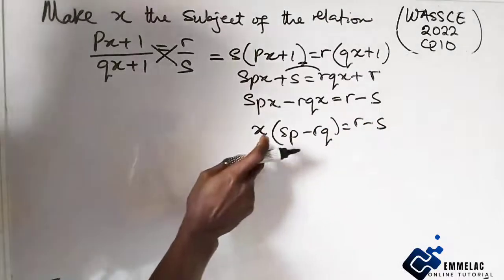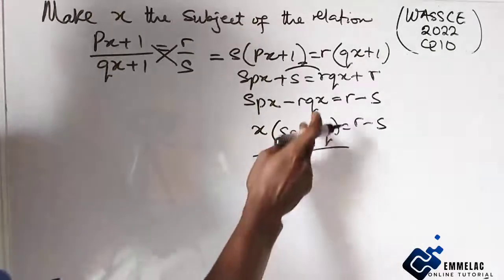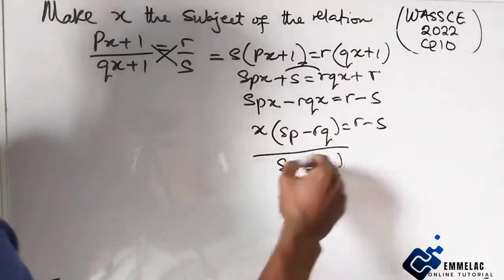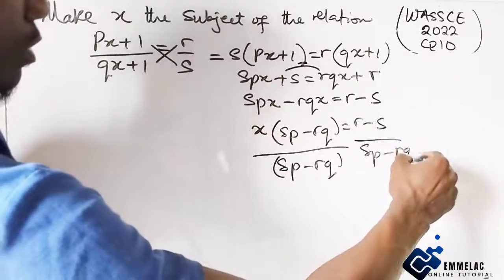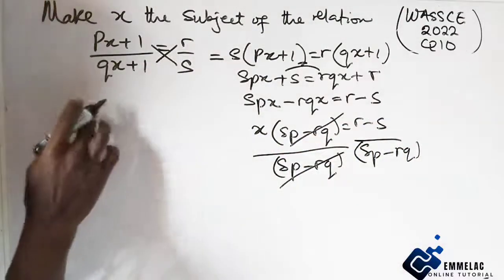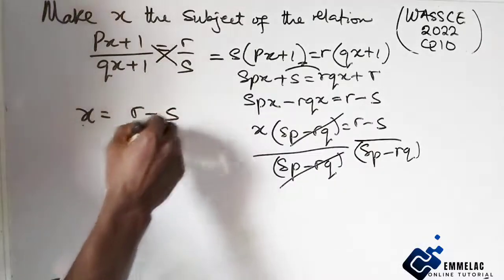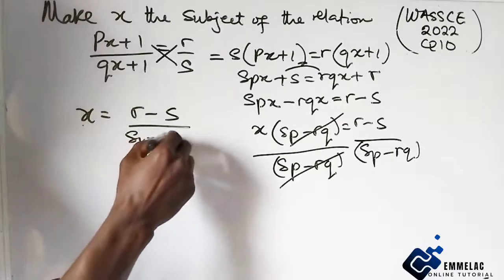Now since here you have x here, so let us now divide this by this. So you have sp minus rq, then over sp minus rq. This we cancel this, so here you have that x equals to s over sp minus rq.